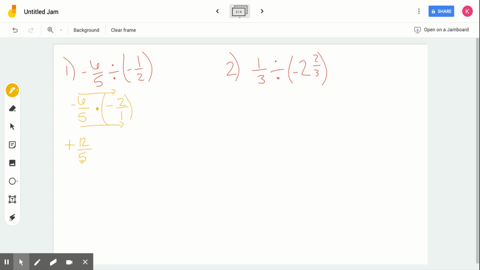Now, since we have an improper fraction, we want to simplify by putting the top number inside the house. 5 can go into 12 two times, and we're going to have 2 left over. So 2 and 2/5. Now go ahead and take a look at numbers 2 and 7 on your own.